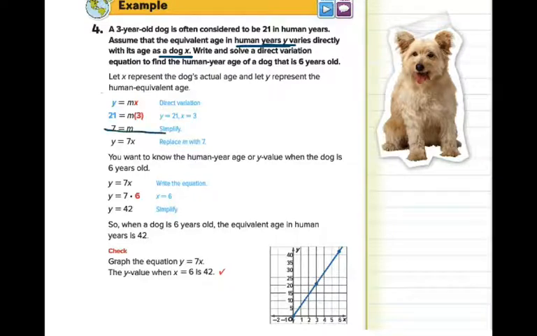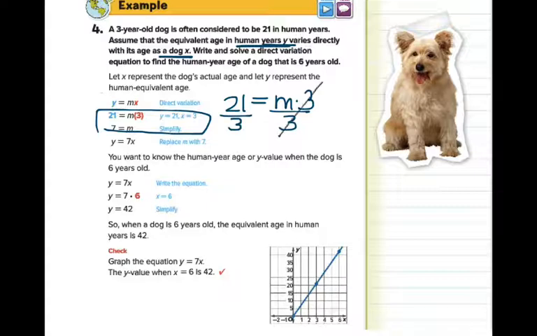The way we simplified here, just in case you need a little clarification, we had 21 equals M times 3. I want to know just M, so I'm going to divide each side by 3. I divide because my 3's here will cancel. 21 over 3 is 7. 7 equals M. So just in case you need a little reminder of solving equations, that's old stuff at this point. But you would end up with M equaling 7. So what we did here was, since M equaled 7, I took this 7 and I substituted it in. And that gets me Y equals 7x. So that's where the Y equals 7x comes from.